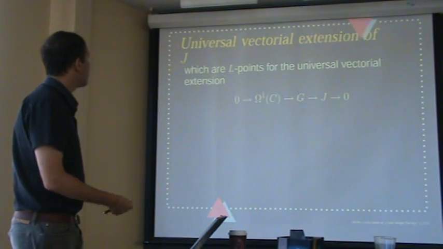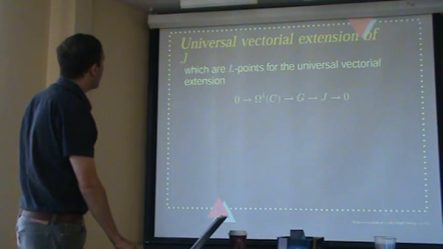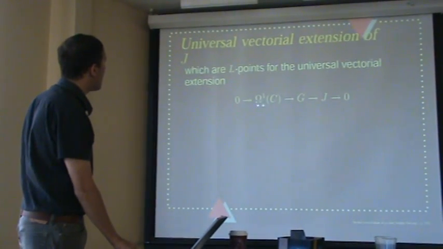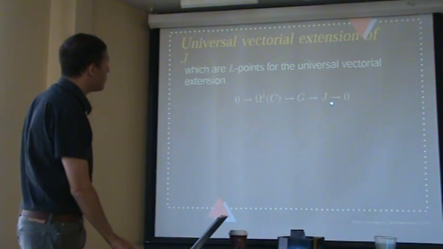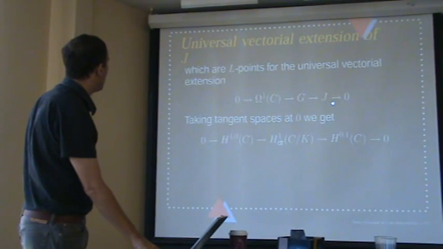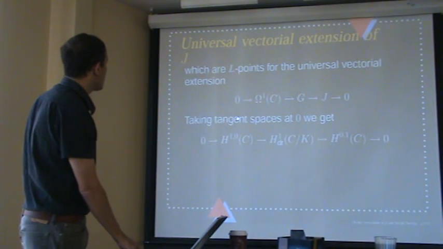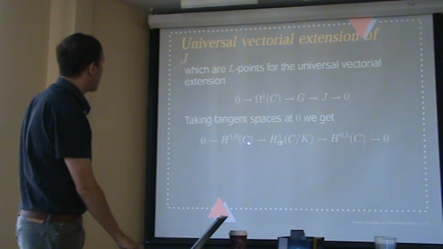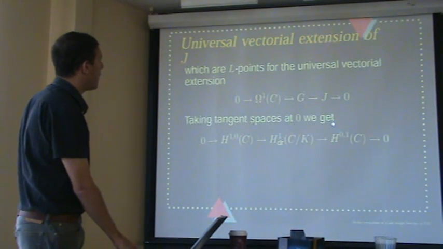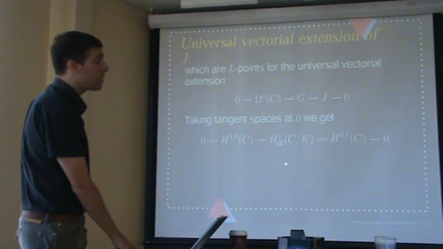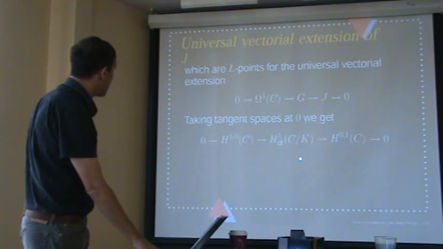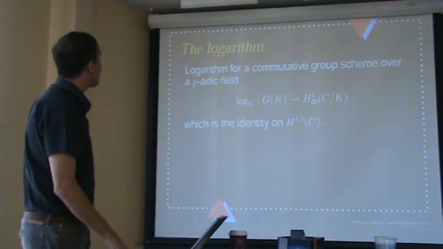So it's the L-points of a universal vectorial extension, where you have a vector group, Omega^1 of C, and then it goes to G and then to the Jacobian. Now if you look at the tangent spaces at 0, of course Omega^1 is just H^1,0. The tangent space to the Jacobian is well known to be H^0,1. And not surprisingly, the tangent space to G is just the full de Rham cohomology, and you should get this short exact sequence.